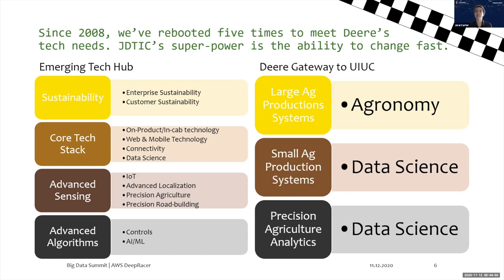Then when we think about Deere's role as a gateway for the University of Illinois, some areas that we've folded students into include large ag production systems focused in the agronomy space, but also small ag production and precision ag analytics focused in the data science space.